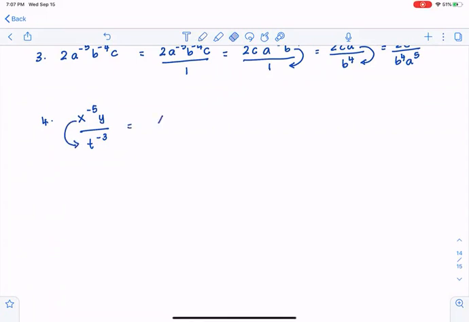So we will have y divided by x raised 5 t raised minus 3. That's going to move up. Y t raised 3 divided by x raised 5.